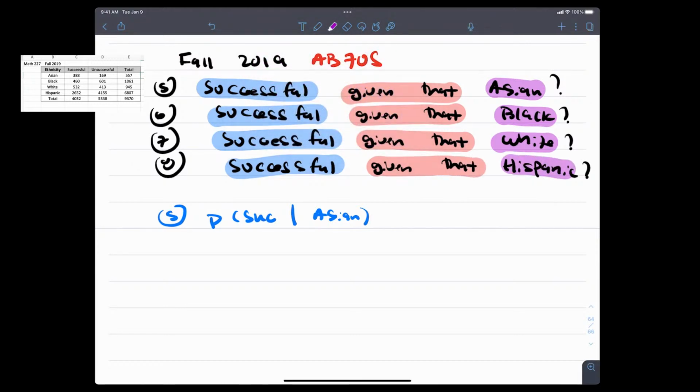Okay, now, number 5, let's use the definition. Number who are successful and Asian, out of the total number who are Asian.